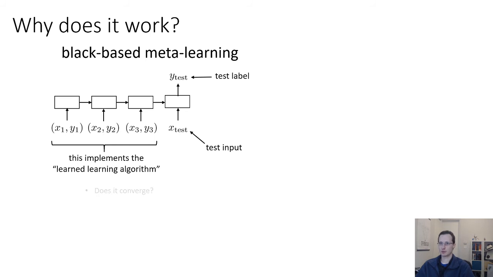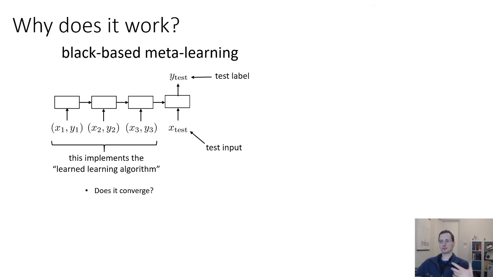Okay. So why does this work? Well, if we think back to the black box meta-learning methods we talked about before, we could say, well, what part of those algorithms implements the learned learning algorithm? Well, the learned learning algorithm is just running the RNN forward. So presumably somewhere implicitly inside that neural net, inside of its weights, is the understanding of how to adapt to a new task. So the learned learning algorithm just corresponds to running your RNN forward.